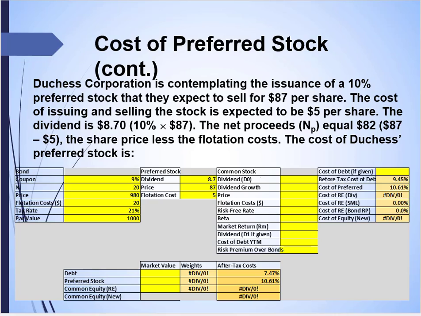And I didn't want to pass up on making sure we understand that you can also do this cost concept with preferred stock. So here we have a dividend that is 10% of the price. So $87 is the price. 10% of that's $8.70. Now we've said that there's a $5 flotation cost on this stock. So again, over here you can see there's a cost of preferred, 10.61%. And since there's no tax associated with dividends to the corporation, the before-tax cost and the after-tax cost for preferred stock are the same.